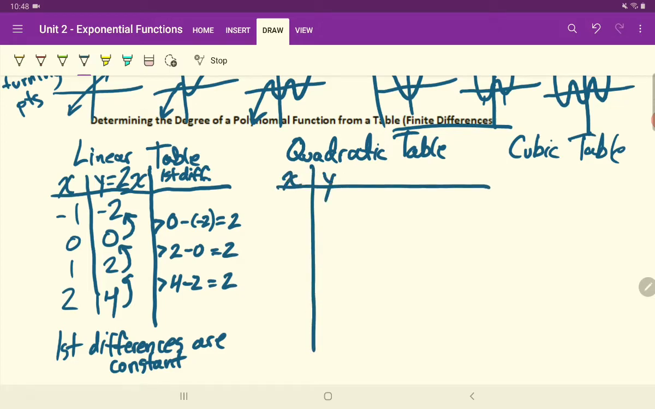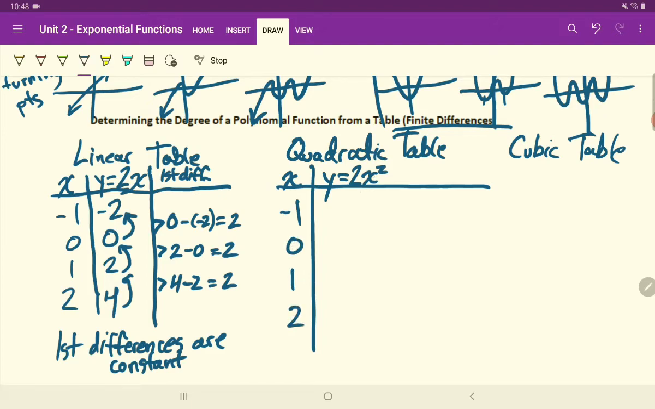Let's do a quadratic example, which is, remember, a quadratic has a degree of 2. It's a degree 2 equation. Let's do y equals 2x squared. Again, let's keep it simple. Let's come up with my values here, -1, 0, 1, 2 again.